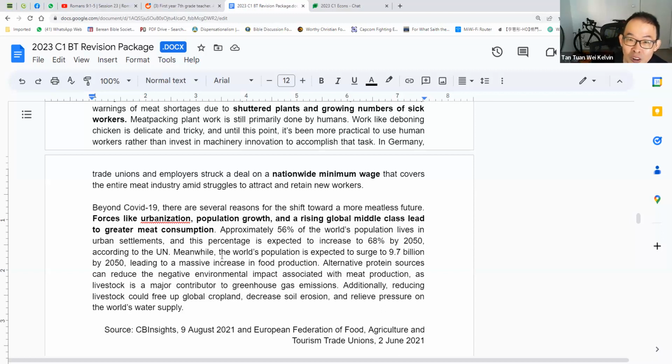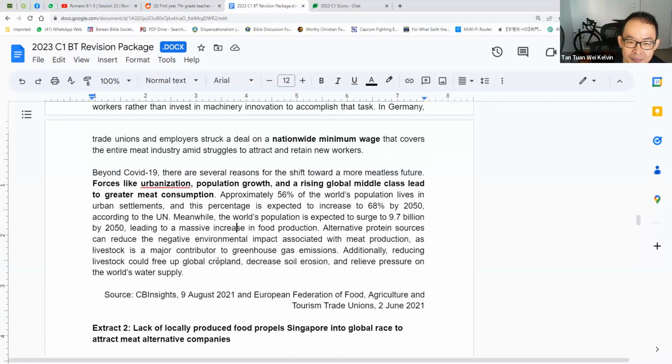means that you are converting more of the agricultural land to build houses to house the people, as well as maybe building more factories and plants to produce other goods. So this means that the land available for rearing cows, all these things should be smaller. Population growth, of course, it means that the demand for houses will be higher. Rising global middle class, as income goes up, you should expect the demand for meat to be higher.